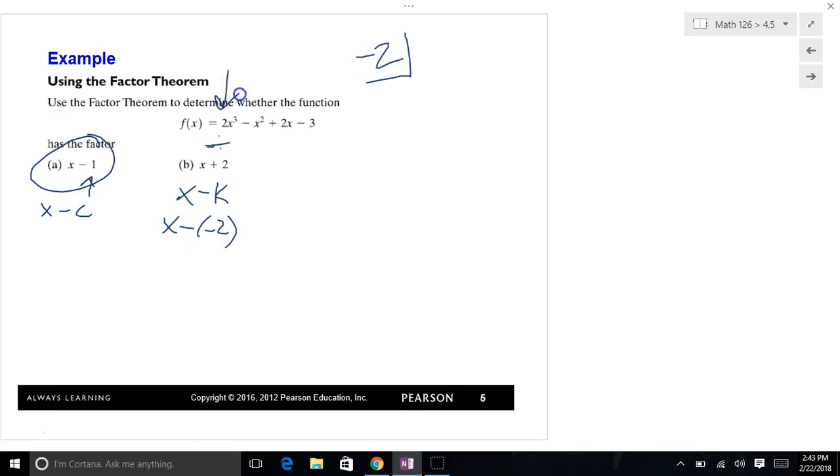And then what we did is we took all our coefficients and we put them on the top here. 2, negative 1, 2, negative 3. And it's got to go down in descending order perfectly. 3rd degree, 2nd degree, 1st degree, 0th degree at the end. That's a 1st degree right there and 0th degree at the end.